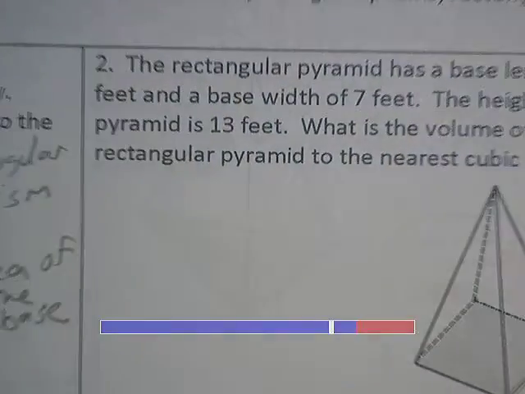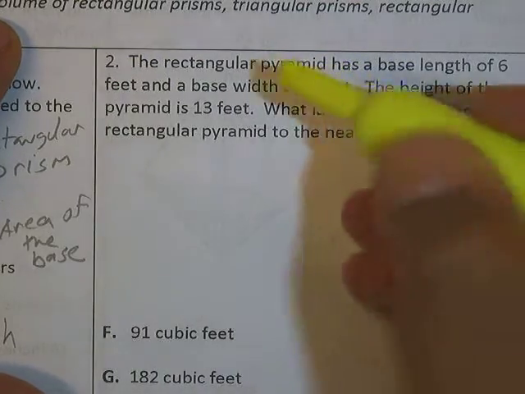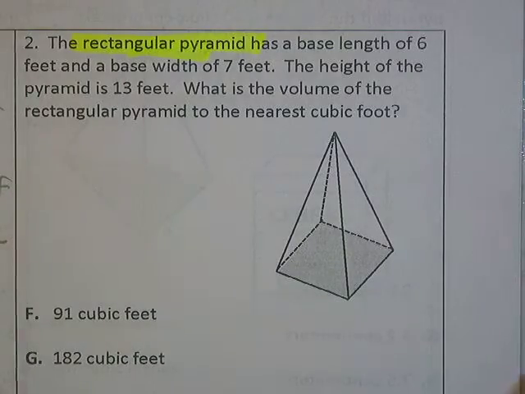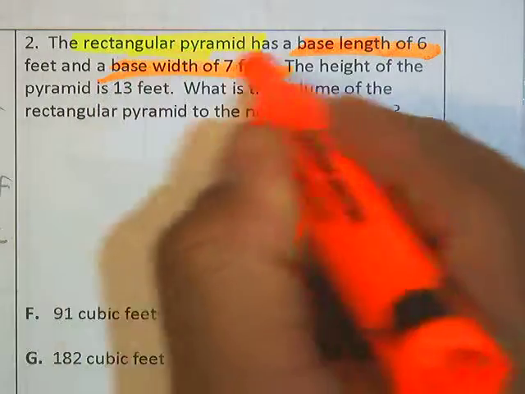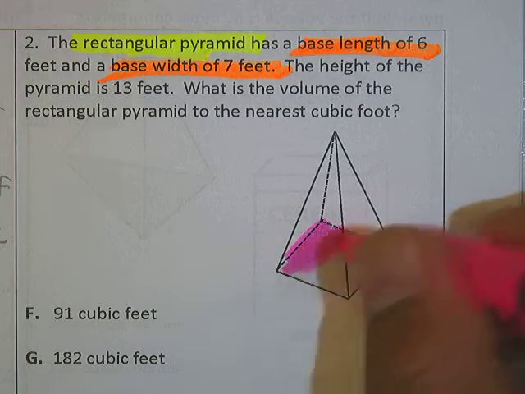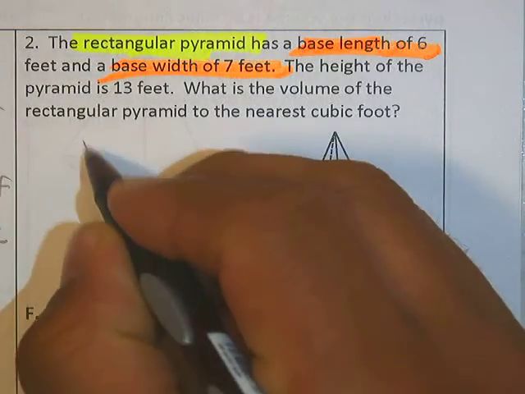Number 2, it even tells me a rectangular pyramid. So I know right there, I need to know what kind of figure I have. I have a rectangular pyramid. It also tells me it has a base length of 6 and a base width of 7. So I'm thinking of the base, and automatically I know that the base is the bottom part of the pyramid. So the base is this part here. That's the base. So I know it's a pyramid.